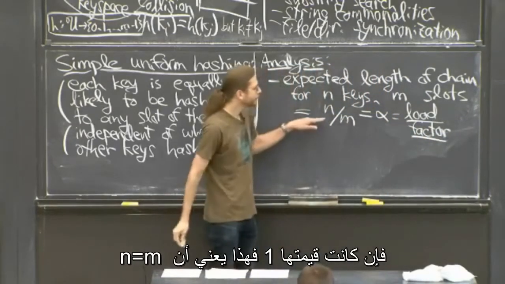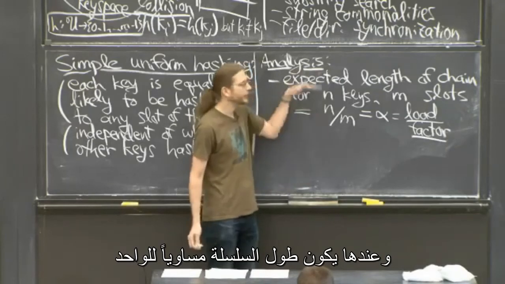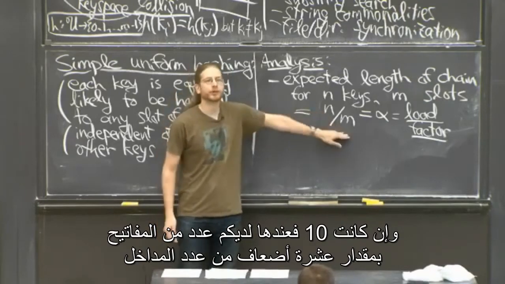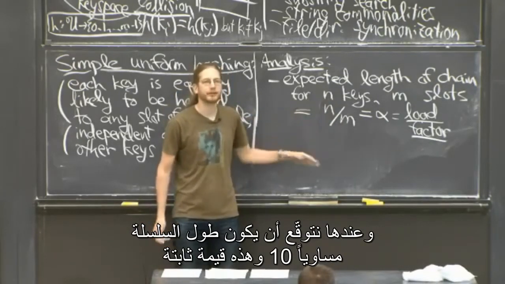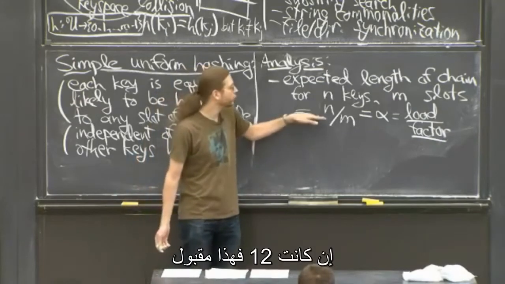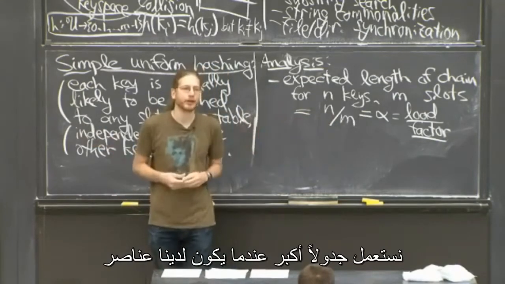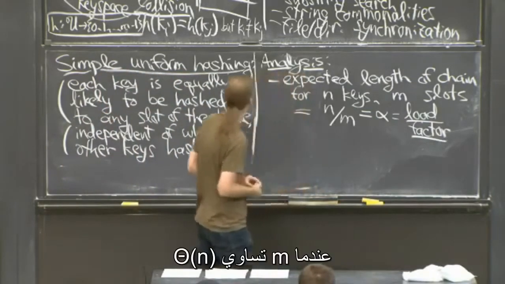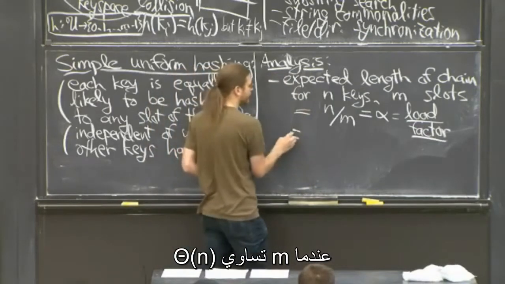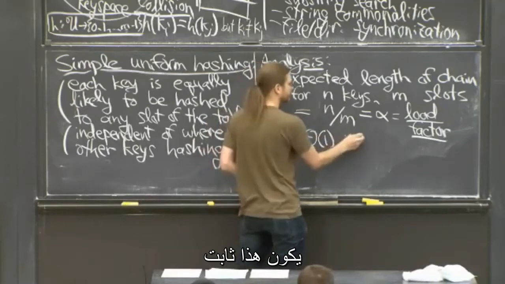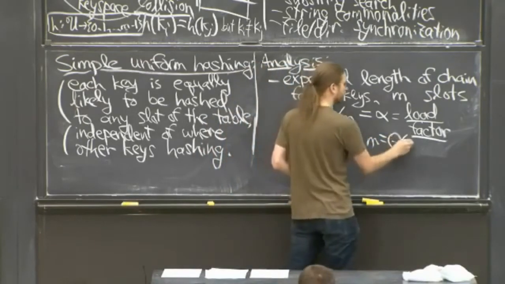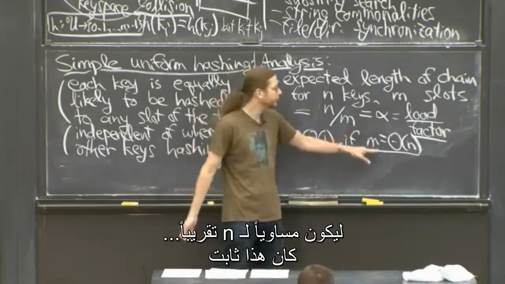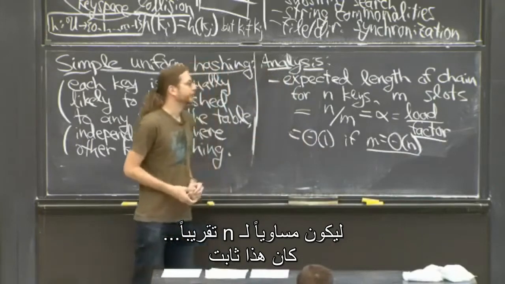So if it's 1, n equals m. And so the length of a chain is 1. If it's 10, then you have 10 times as many elements as you have slots. But still, the expected length of a chain is 10. That's a constant. It's OK. If it's a 12th, that's OK. It means you have a bigger table than you have items. As long as it's a constant, as long as m is theta n, this is going to be constant. And so we need to maintain this property, but as long as you set your table size to the right value, to be roughly n, this will be constant.